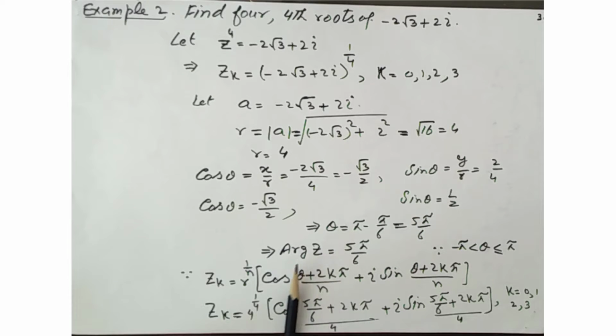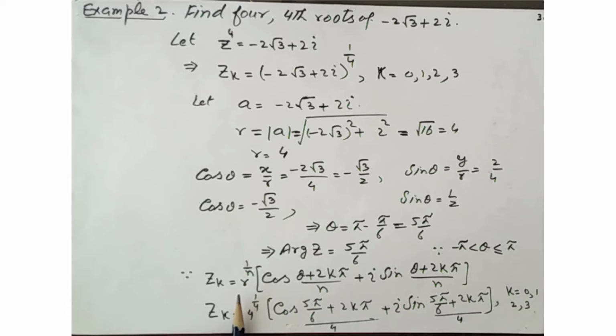So this value of theta is called the argument of z. This is 5 pi by 6. This is a condition of the argument. When theta satisfies this relation, that is called the argument of z. Now this is a general formula to find the roots of the equation. z_k equal to r to the 1 by n, cos of (theta plus 2k pi) over n plus i sin of (theta plus 2k pi) over n.